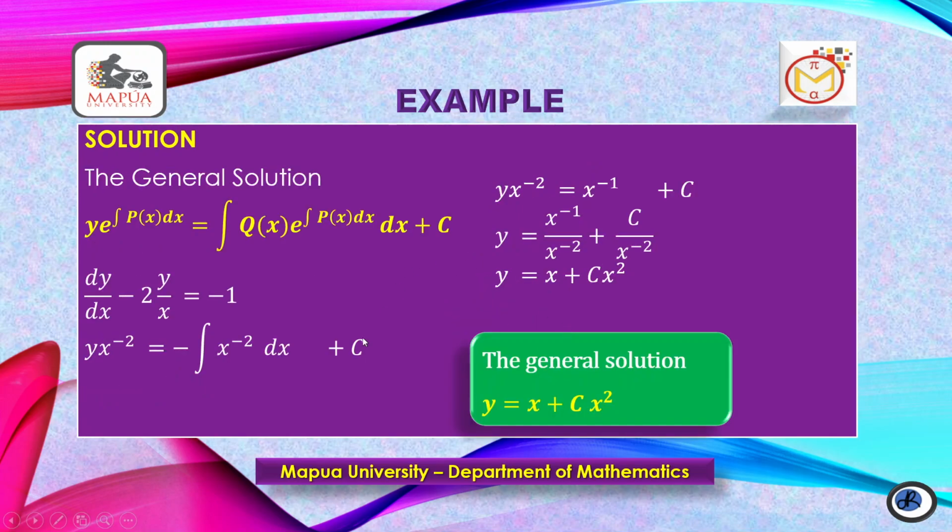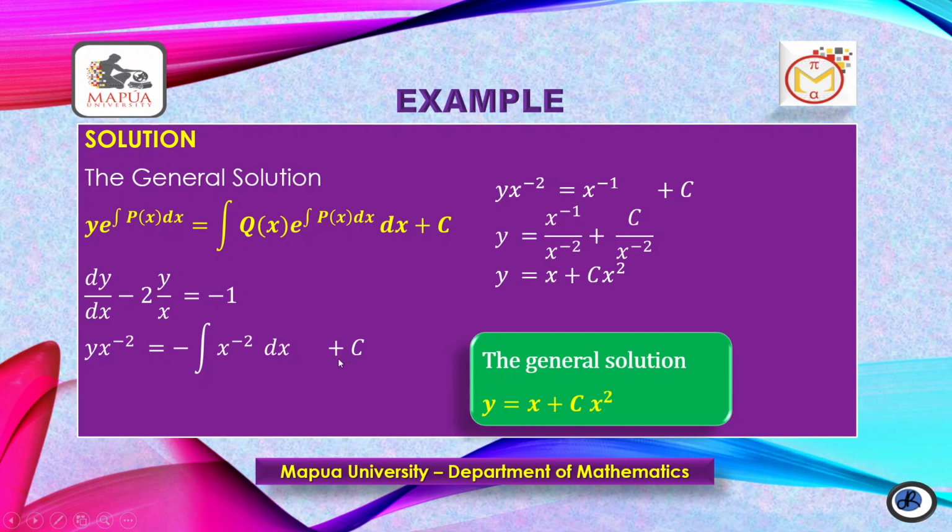The next step is we have to multiply by the integrating factor for our general solution. So from the given differential equation, multiplying by the integrating factor x raised to negative 2, the integral of dy is y, and this is now multiplied by x raised to negative 2. And for our q of x now, this is x raised to negative 2 dx.